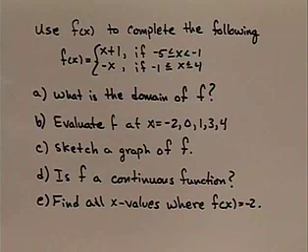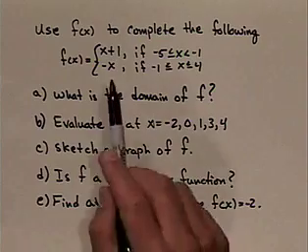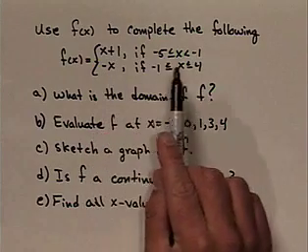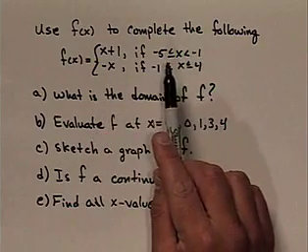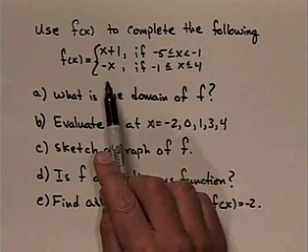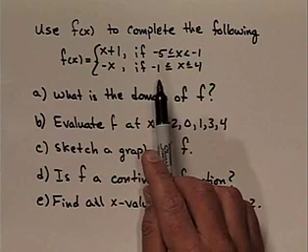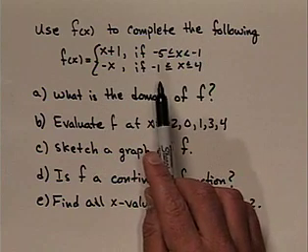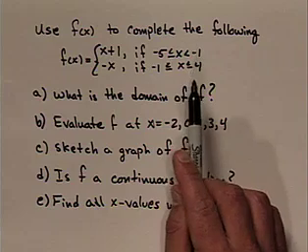And in this case, the pieces of the function are linear. Use f of x to complete the following. f of x equals x plus 1 if x is greater than or equal to -5 and less than -1, and negative x if x is greater than or equal to -1 and less than or equal to 4.